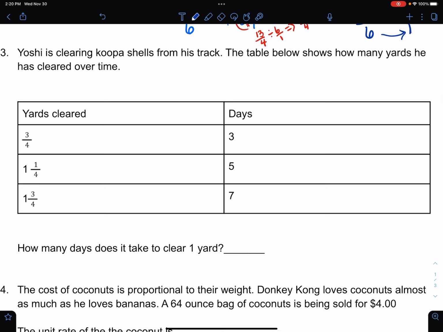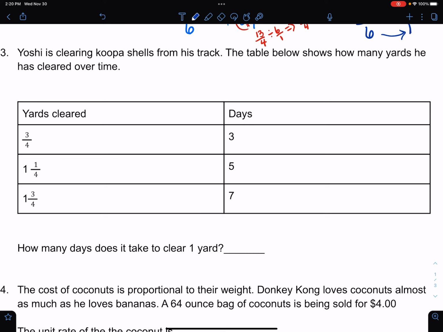Yoshi is clearing Koopa shells from his track. I'm assuming this person plays Mario. The table below shows how many yards he has cleared over time. So he clears 3/4 in 3 days, 1 1/4 in 5 days, 1 3/4 in 7 days. How many days does it take to clear 1 yard? Well, we want to know per day, right?